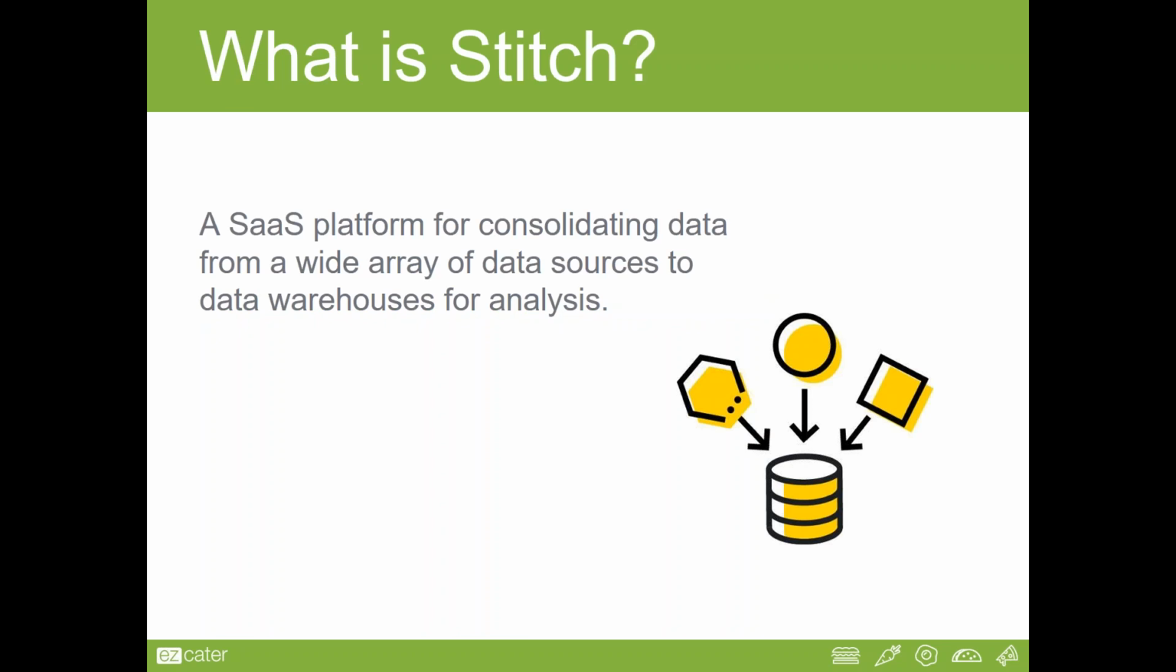Thanks, Jeff. All right, so first off, what is Stitch? Well, it's a SaaS platform designed to consolidate data from a variety of sources and stream it to a centralized data warehouse. So what's it like getting started with Stitch?